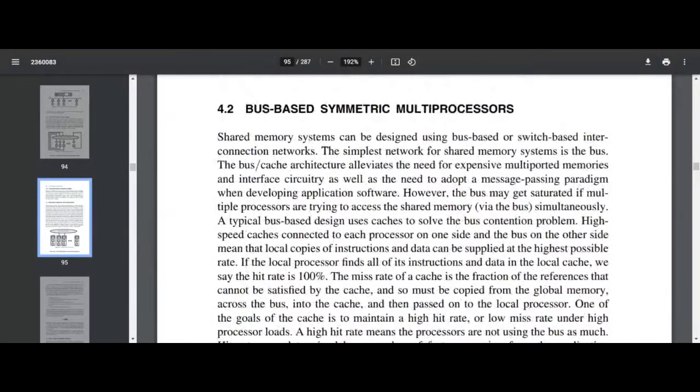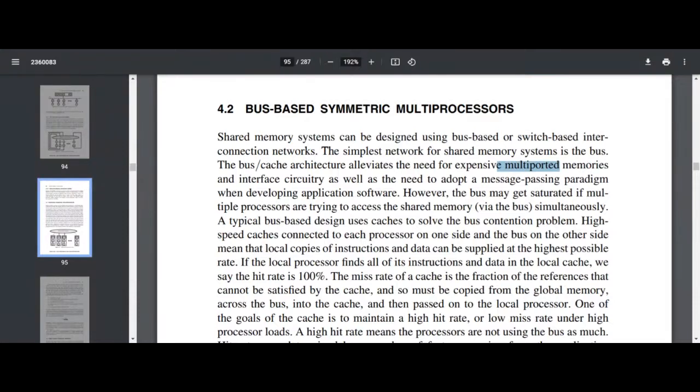Based upon the multiprocessor with a shared memory architecture, we have another topic to discuss, which is bus-based symmetric multiprocessing. We have a bus which connects the shared memory systems all together. In this case, the simple network of the shared memory system is the bus. Bus cache architecture eliminates the need for expensive multi-ported memories. Multi-ported means more than one processor is connected to the same memory, with a number of ports available to access it.